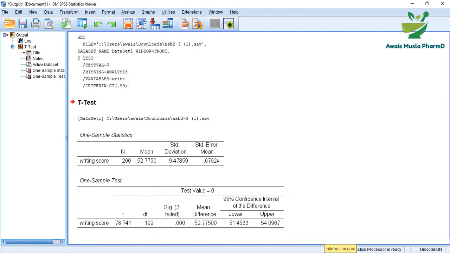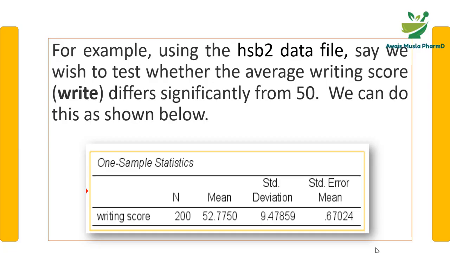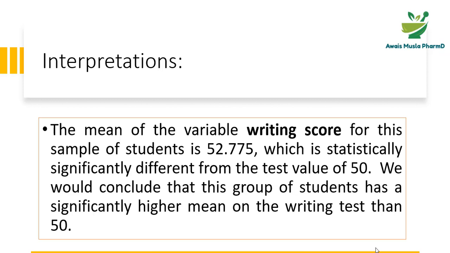Now come to the slide. The mean of the variable writing score for this sample of students is 52.775, which is statistically significantly different from the test value of 50. We would conclude that this group of students has a significantly higher mean on the writing score than 50.